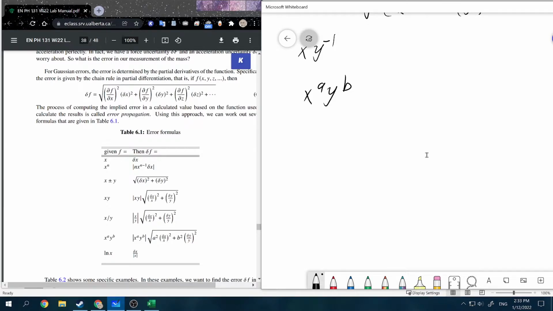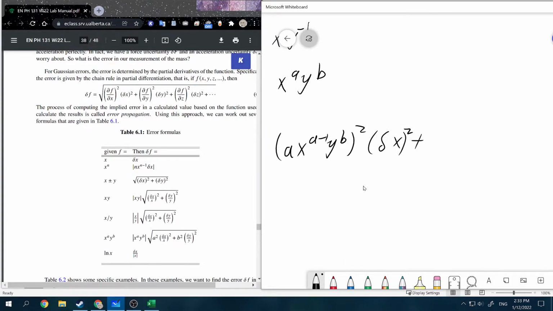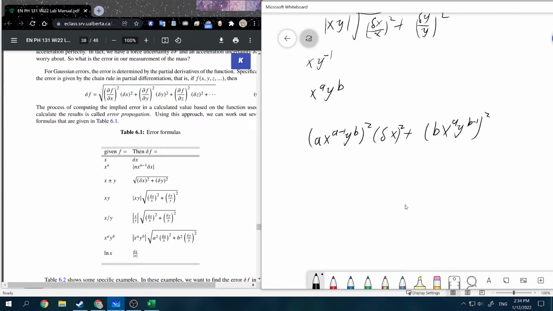so that δf for this one is going to equal a x to the power of a minus 1, y to the power of b, bracket squared, and then δx squared plus the same thing for y. Whoops. It's b x to the power a, y to the power b minus 1, all bracket, making things smaller, and then δy squared.